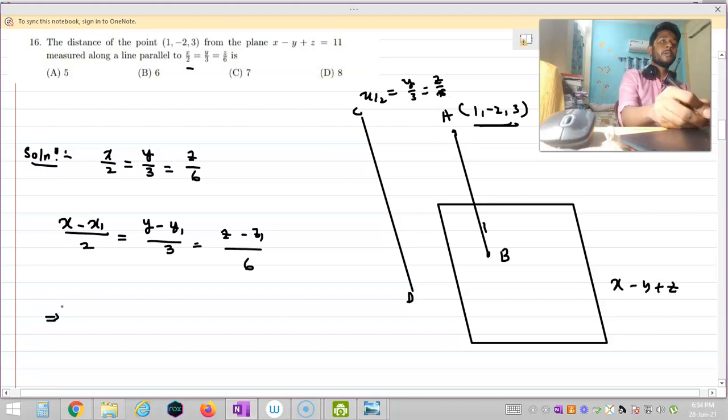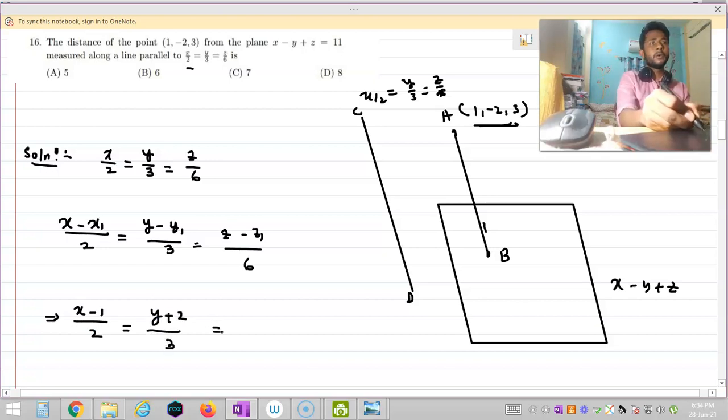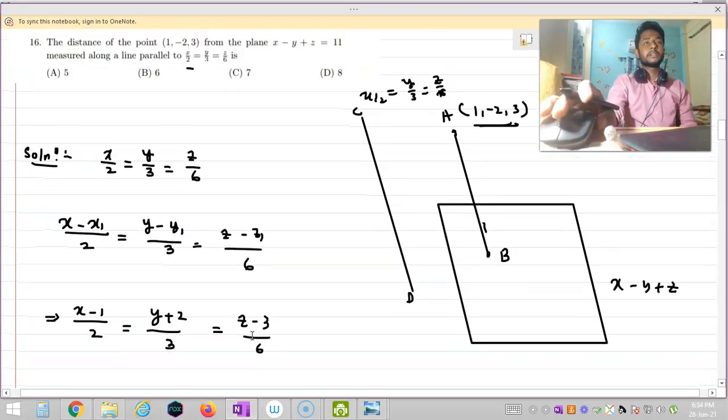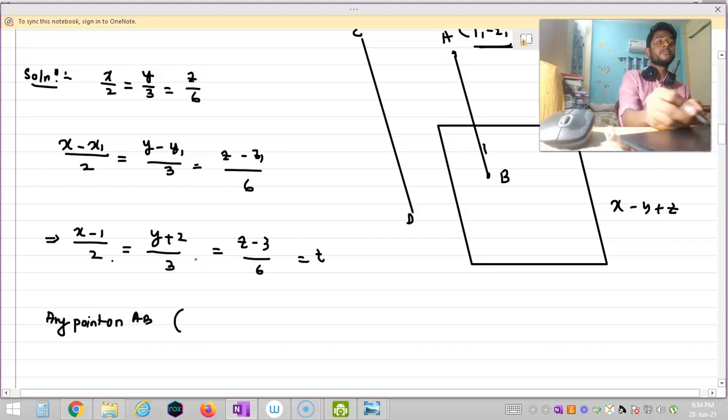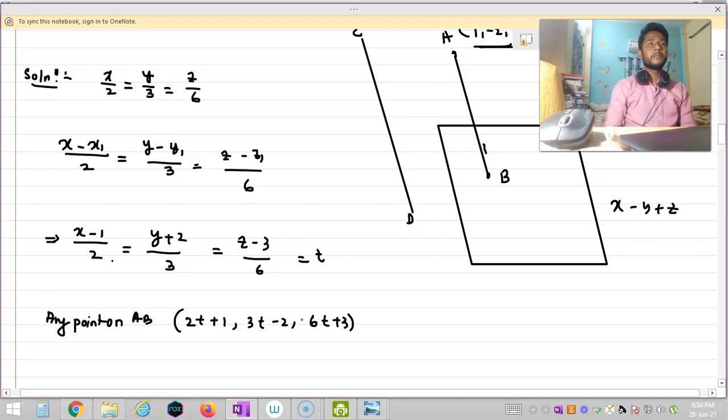So the equation of AB is (x minus 1) by 2 is equal to (y plus 2) by 3 is equal to (z minus 3) by 6. Okay, we got the equation of our required straight line AB. Now I am considering this as t. Any point on AB is of the form (2t plus 1, 3t minus 2, 6t plus 3).